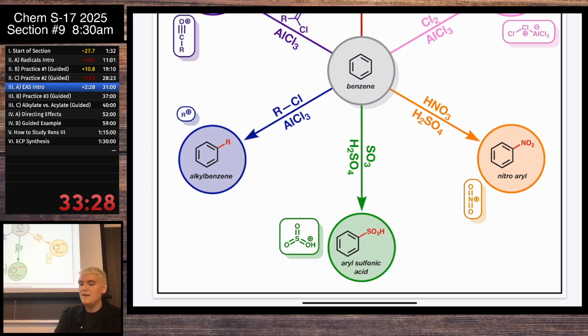So with the ones that we were just talking about, the sulfonic acid and the nitro group, we have our sulfur trioxide and nitric acid here, and we need to do it with concentrated sulfuric acid here.